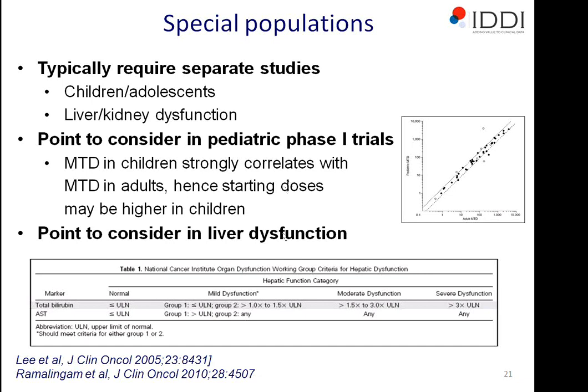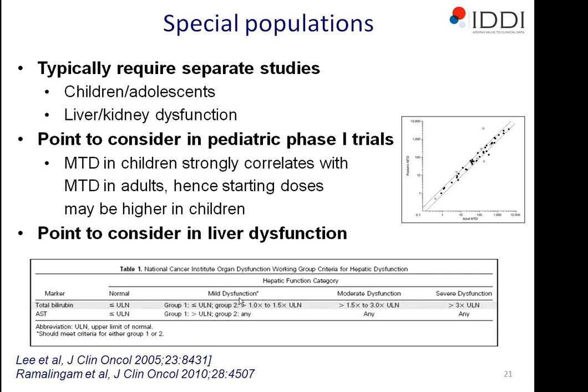And the other consideration I wanted to make is about trials in patients with liver dysfunction. I just wanted to mention that there is a specific NCI classification system for hepatic dysfunction, and this may allow for the stratification of patients enrolled in such trials. So now I'm going to hand it back to Tomasz, who will cover issues pertaining to trial design.